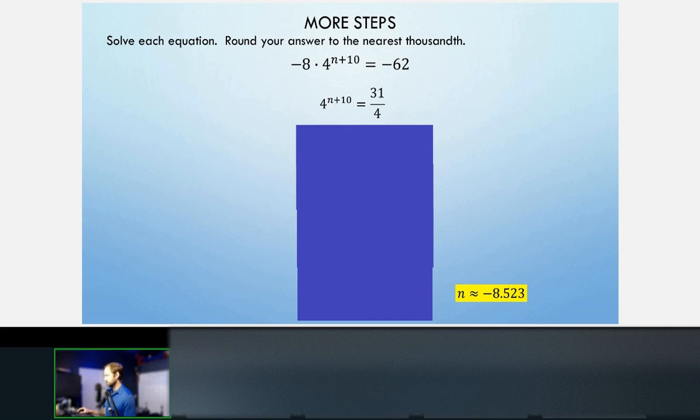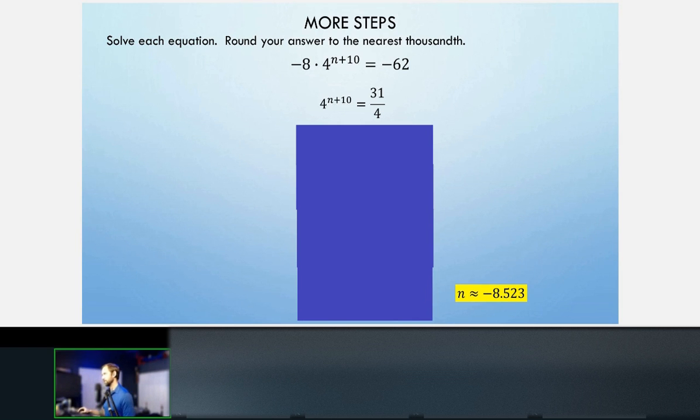And again, don't round your work. We have to keep it as a fraction. If you want to leave it as 62 over 8, that's fine. Or if you want to reduce it like I did, you can. You just don't want to round your work. Simplifying it, like reducing the fraction, that's okay.